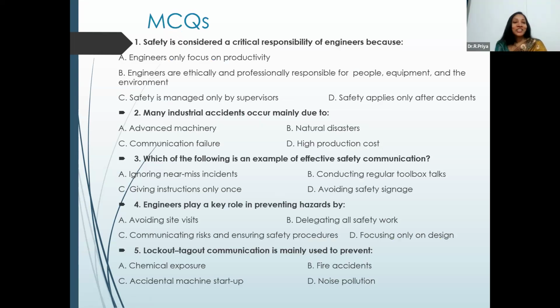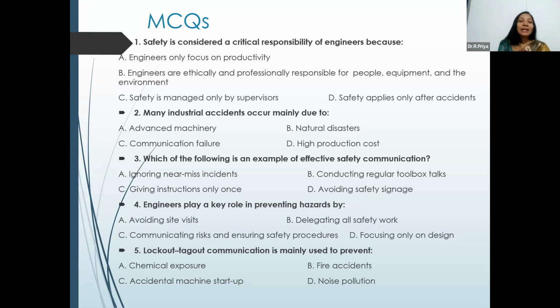Okay. First question: safety is considered a critical responsibility of engineers because of what reason? I'm giving 4 options. Everyone, is the screen visible? Yes, ma'am. So the first option is engineers only focus on productivity. Second, B, the engineers are ethically and professionally responsible for people, equipment, and the environment. Then C, safety is managed only by supervisors. Yes, please, Charles. B. Yes, Nachmal also answered through the chat box, B.